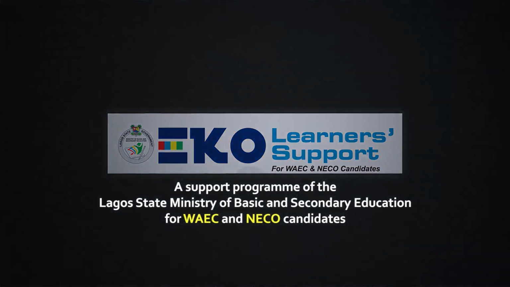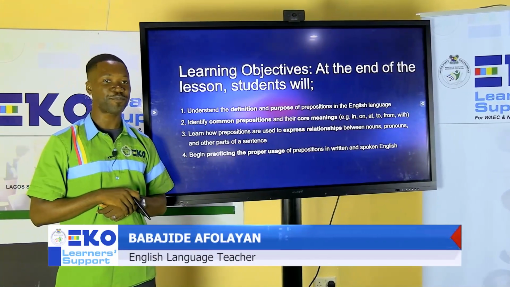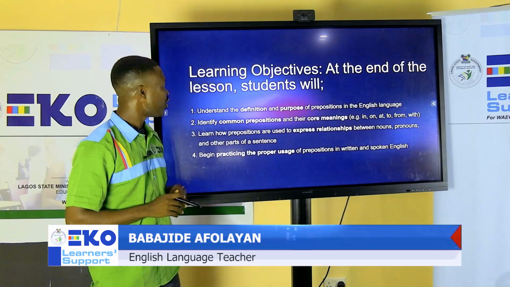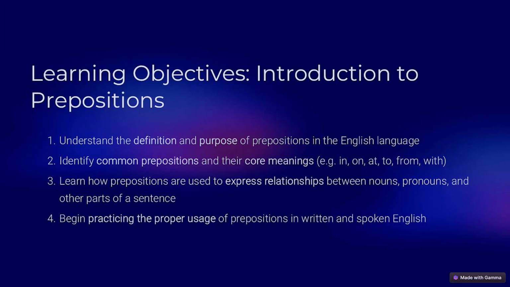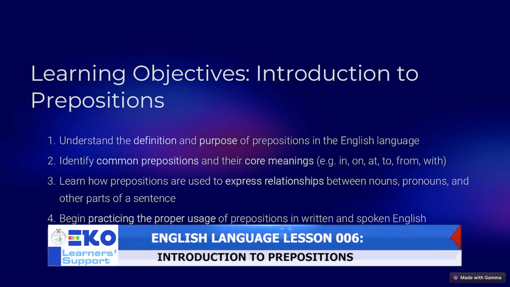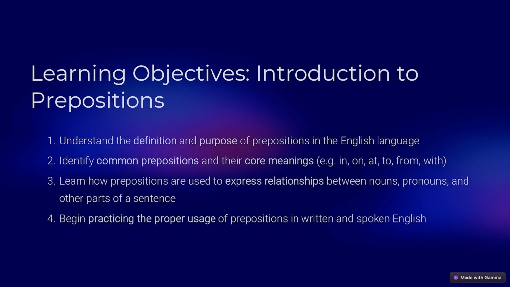Our learning objectives for today. At the end of the lesson, students will 1. Understand the definition and purpose of prepositions in the English language. 2. Identify common prepositions and their core meaning. 3. Learn how prepositions are used to express relationships between nouns, pronouns, and other parts of a sentence. And 4. Begin practicing the proper usage of prepositions in written and spoken English.